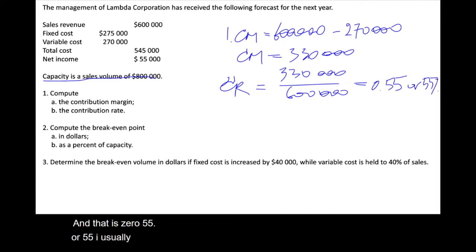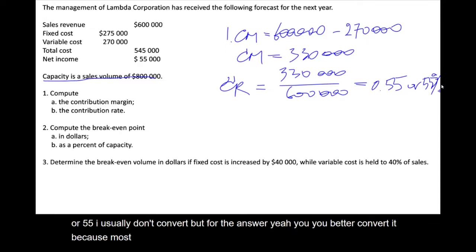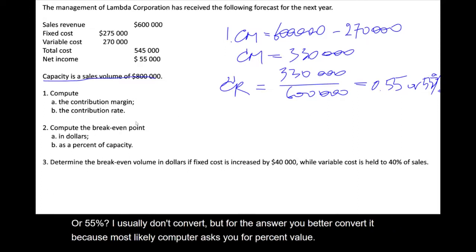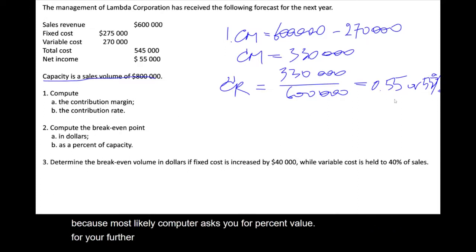I usually don't convert, but for the answer, you better convert it, because most likely the computer asks you for a percent value. For your further calculations, you use 0.55, right? So any questions here, people, so far?